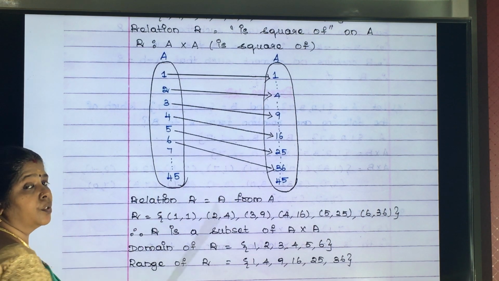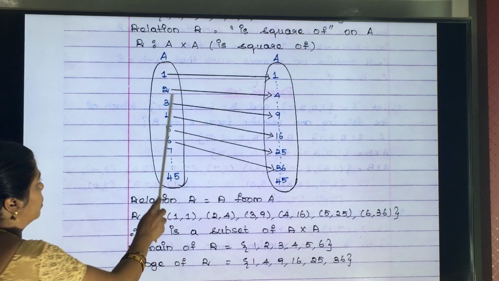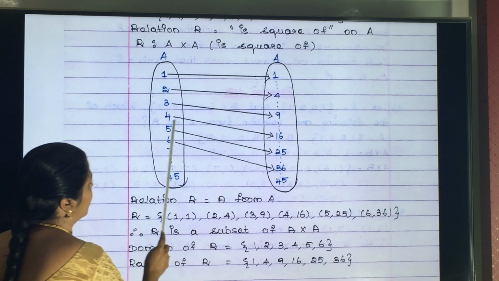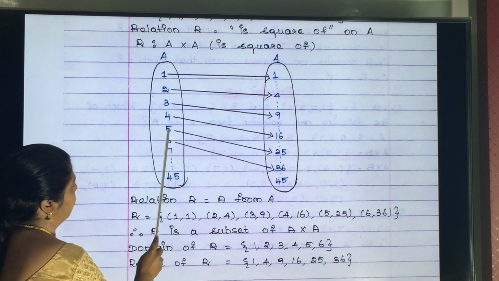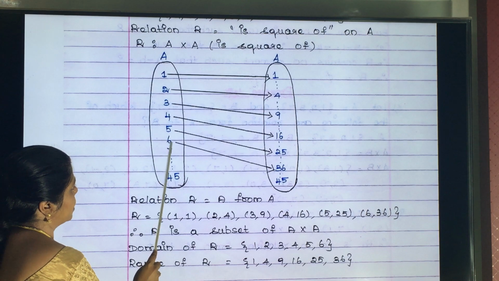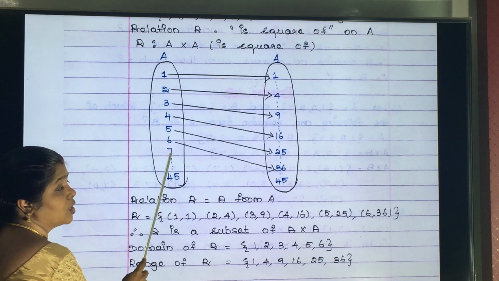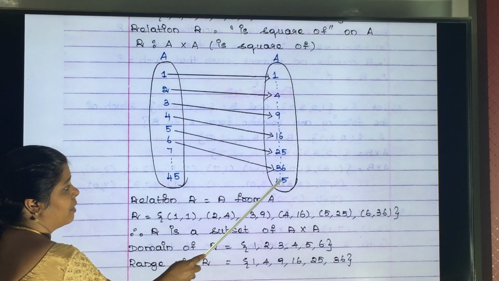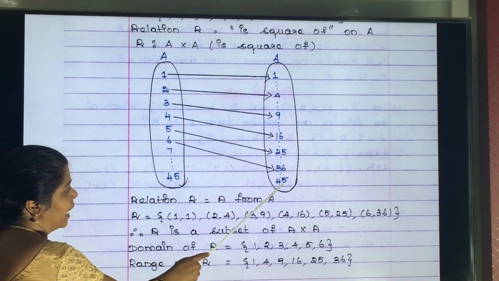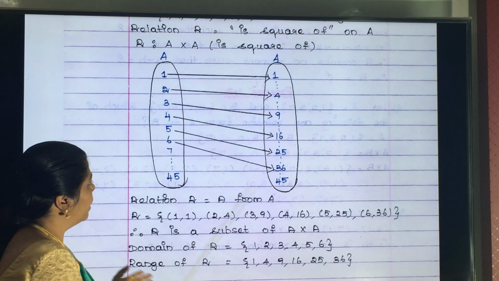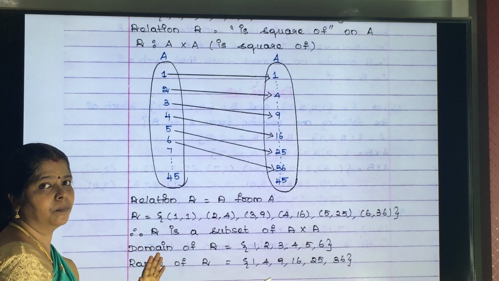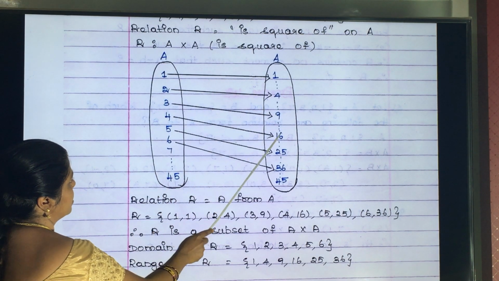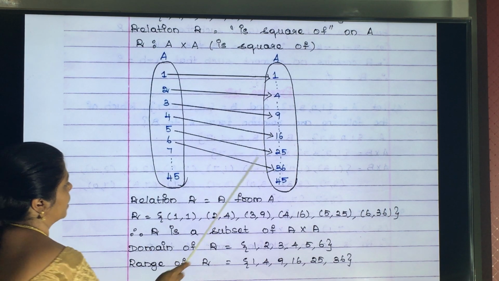Next, what is square of 2? It is 4. So 2 gets mapped with 4. Similarly, 3 squared is 9, 4 squared is 16, 5 squared is 25, 6 squared is 36. 7 squared will be 49, which is greater than the numbers given in set A. So 49 is not found here. We'll have to stop at 6. Now 1 to 1, 2 to 4, 3 to 9, 4 to 16, 5 to 25, 6 to 36.